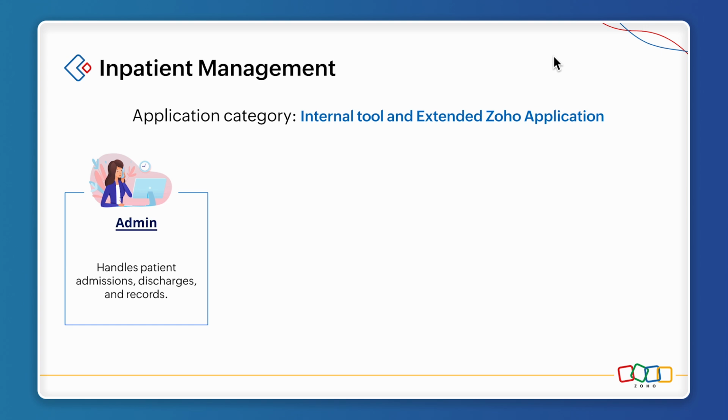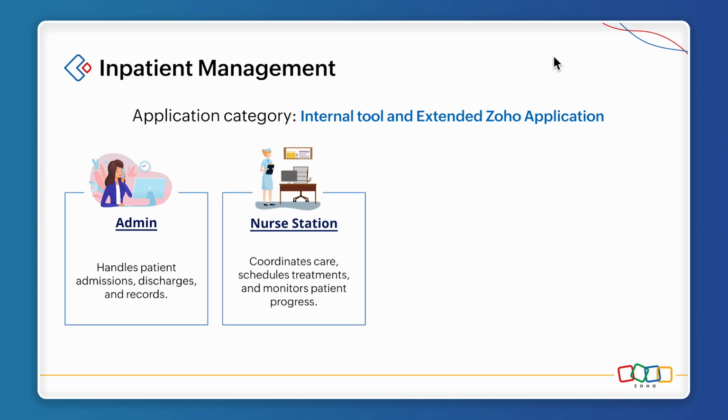First, we'll have the admin, who is part of the internal process, where he handles all the patient admission. He discharges and he takes care of the record related information of the patient. And then we have the nurse station, where the coordination of the care plan, the schedule for the treatment, and the monitoring of the patient will be happening.